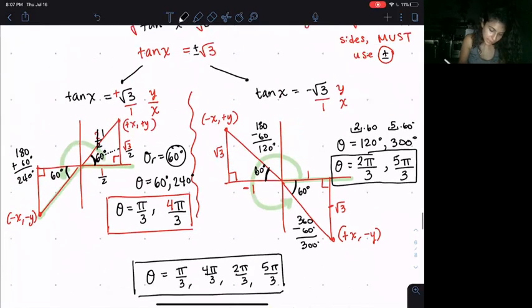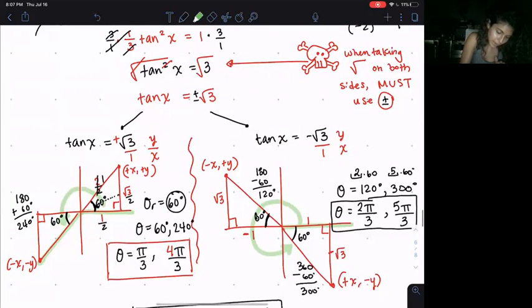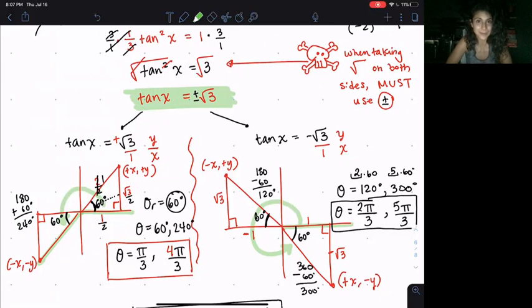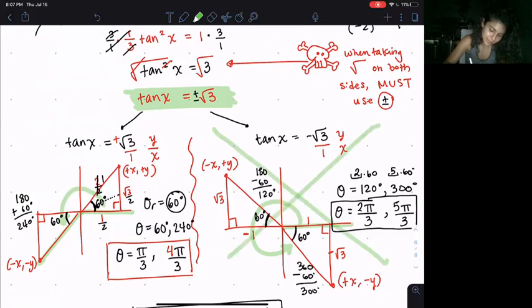The key step was to remember, and I'm going to highlight it so you can highlight it in your notes, it was this guy right here. Make sure that when you take square roots on both sides, you put the plus or minus. If you forget to do that, you're going to completely miss that side of the problem. You're only going to get the positive number, and you'll be missing 2 solutions out of the 4.